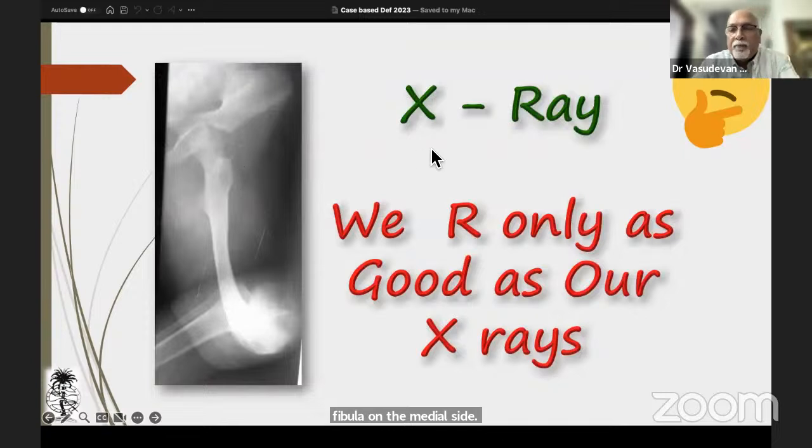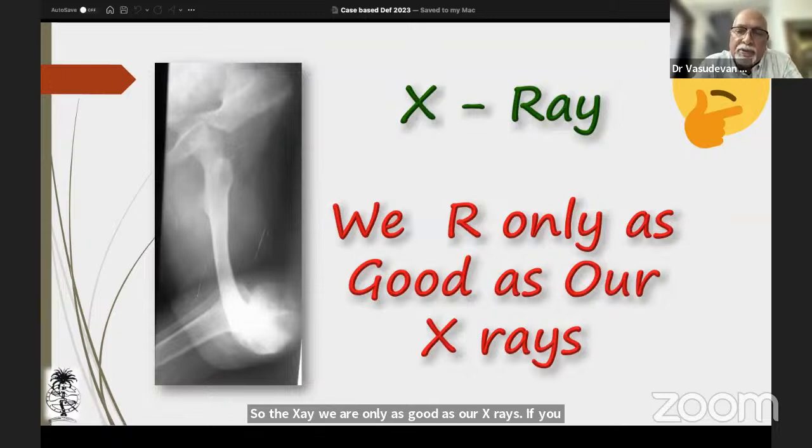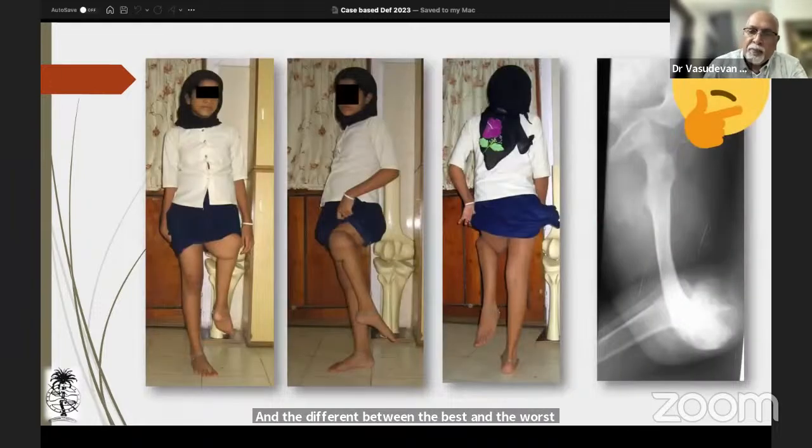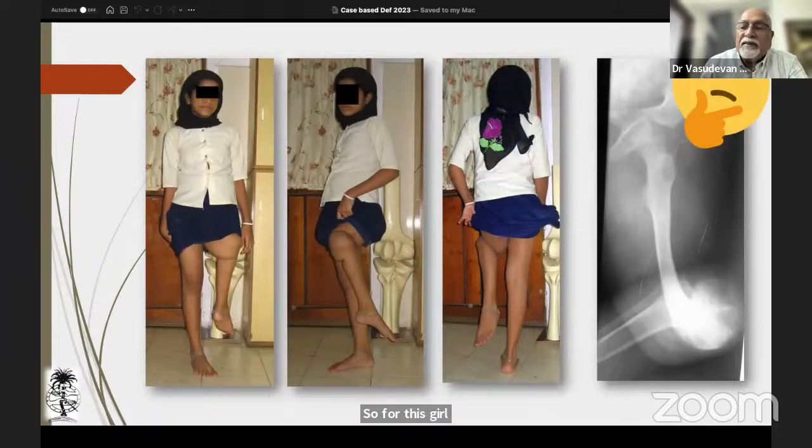So, we are only as good as our x-rays. If you don't get a good x-ray, you cannot analyze any of the issues. So our analysis becomes bad and the results become bad. That is a very important point: how to take a good x-ray. The difference between the best and the worst analysis or result is a good x-ray. So for this girl, with this x-ray, I cannot do anything.